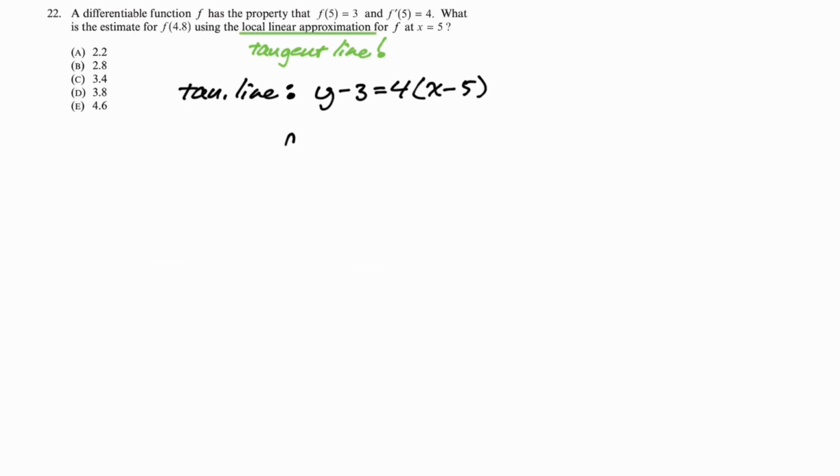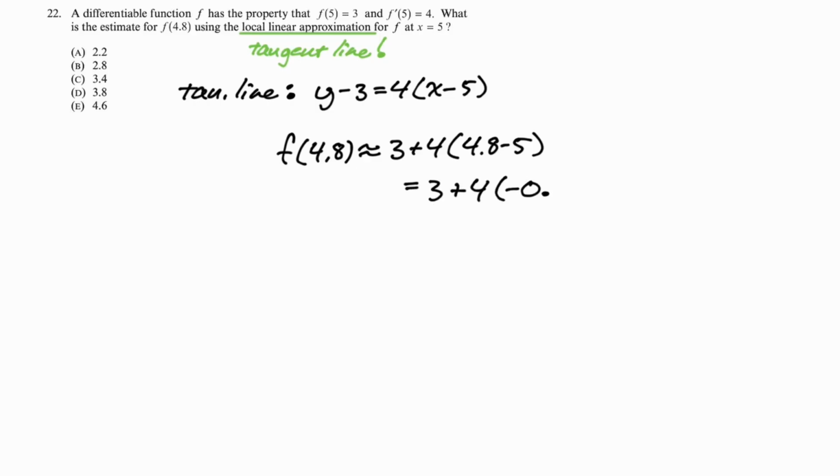We need to approximate f of 4.8, so on free response, make sure you use the approximately equal to sign. Here it doesn't matter that much, but always do what you should do, right? And we just plug in 4.8. So I move the 3 to the other side, plug in 4.8. This is technically a calculator question, so I would definitely use a calculator, but here this is definitely just 3 plus 4 times -0.2, and then that's going to give us 3 minus 0.8 or 2.2. Our answer is A.